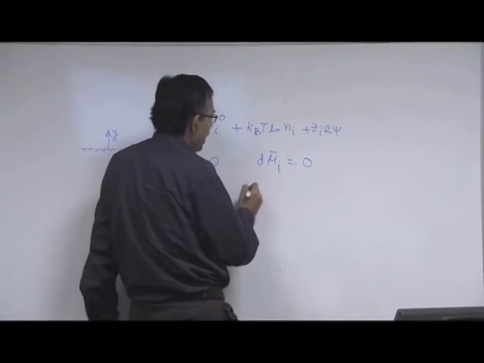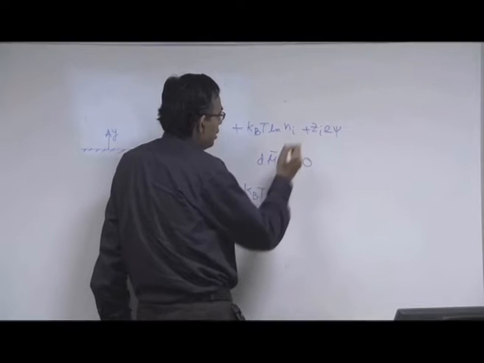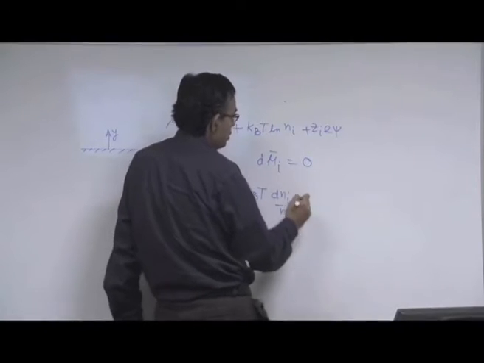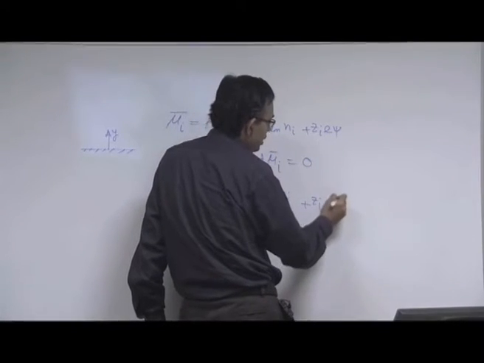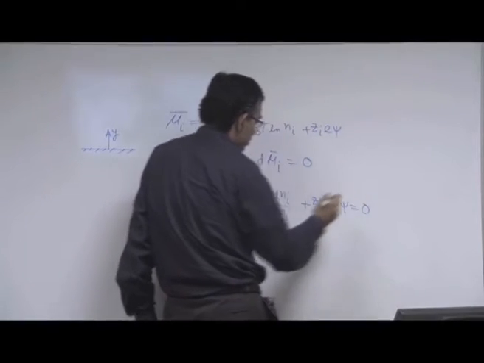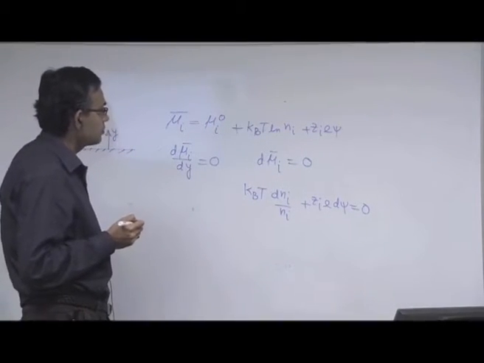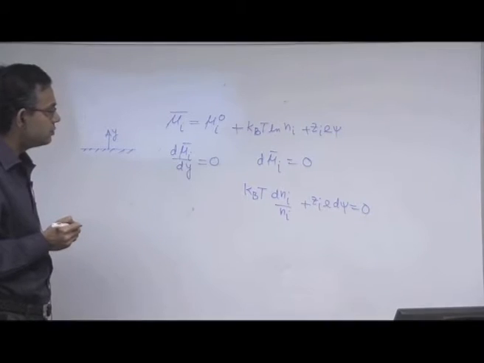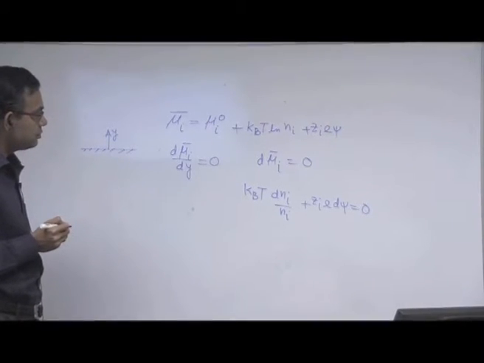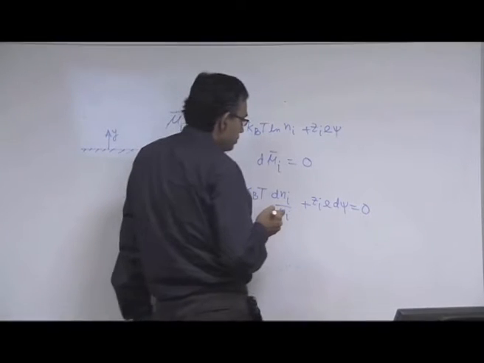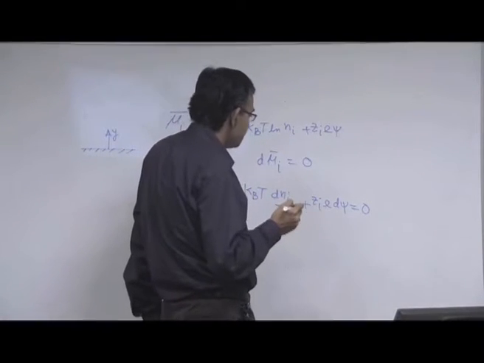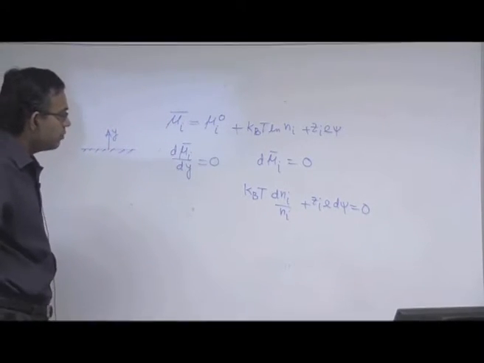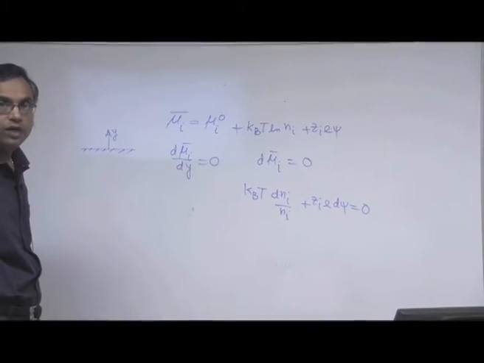So that means you can write kBT dNi by Ni plus Zi e d psi is equal to 0, right. Now if you integrate this expression, what will you get?